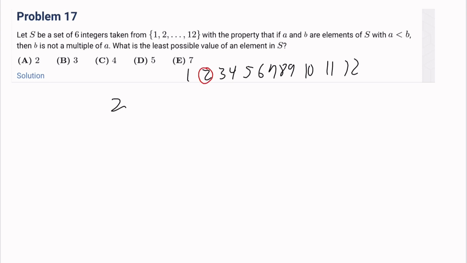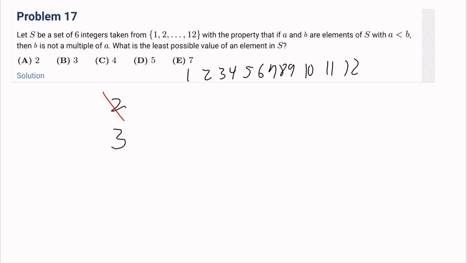So we would have 2, and then 3 would be there, 4 can't be there, 5 can be there, 6 can't be there, 7 can be there, 9 can't be there because of 3, 10 can't be there, 11 can be there, and that's it. So that's just 5. So that one fails. So 2 doesn't work.